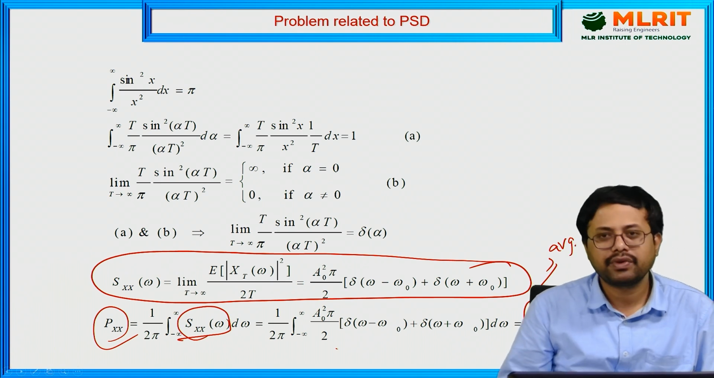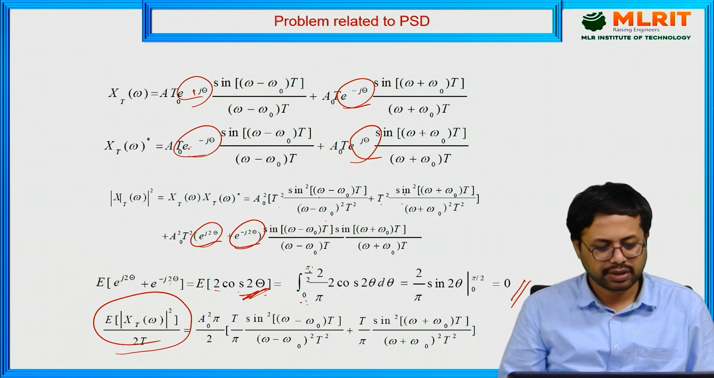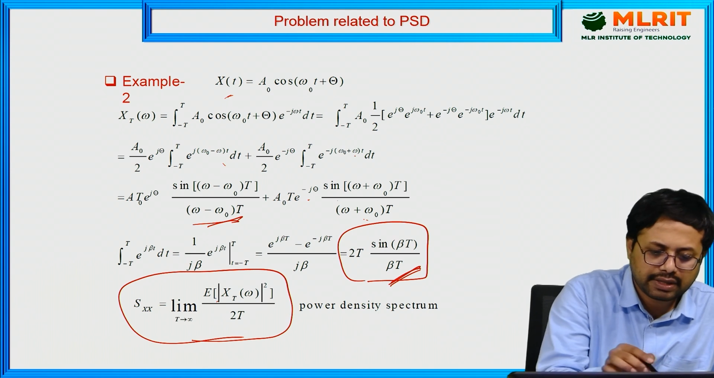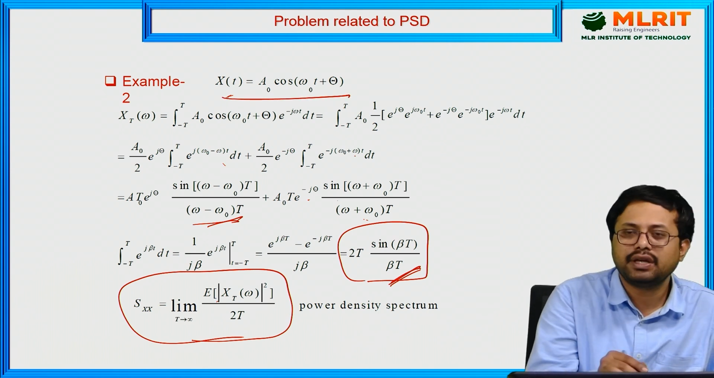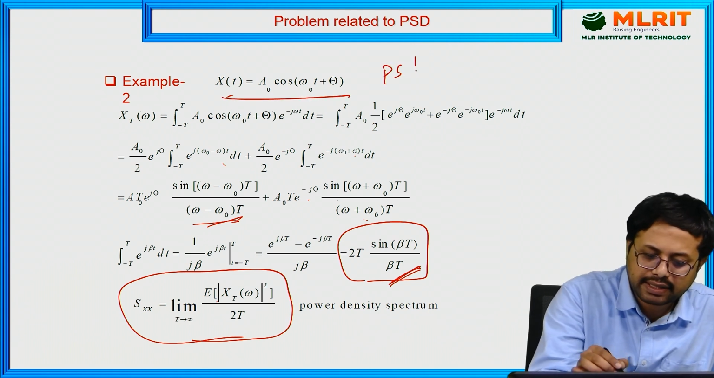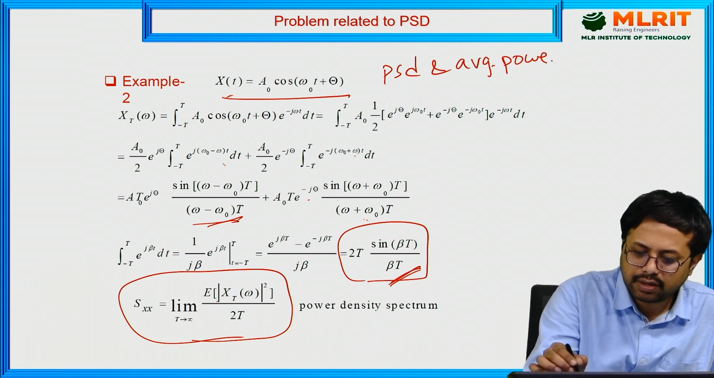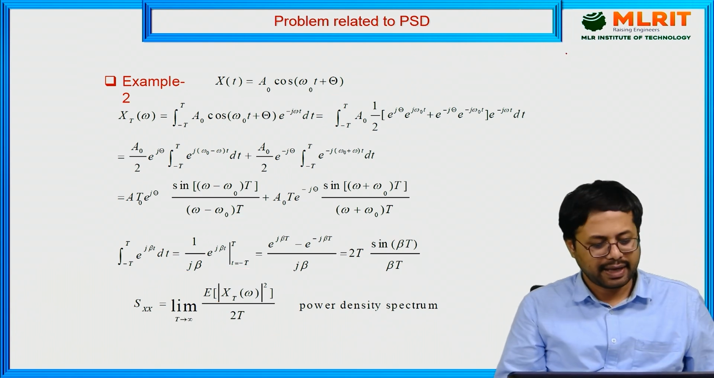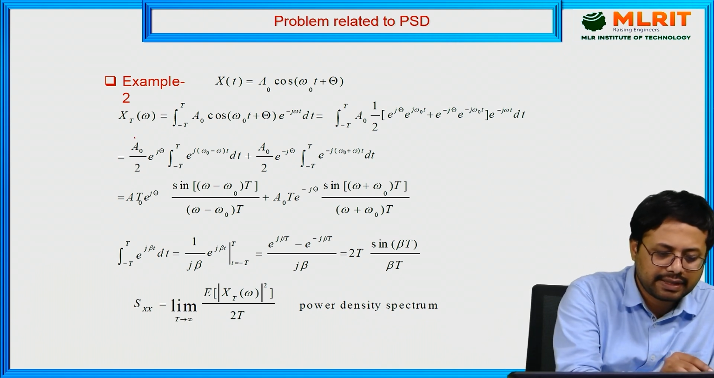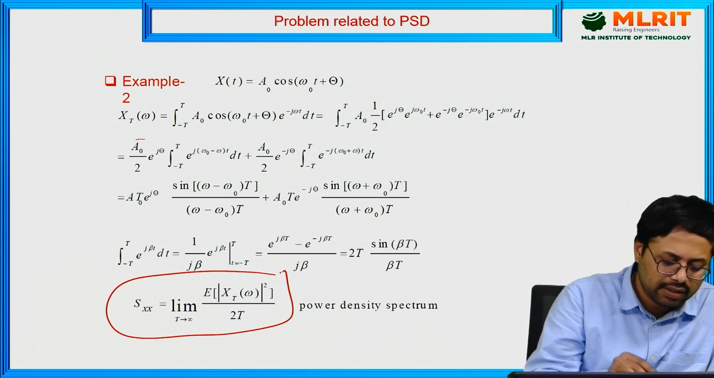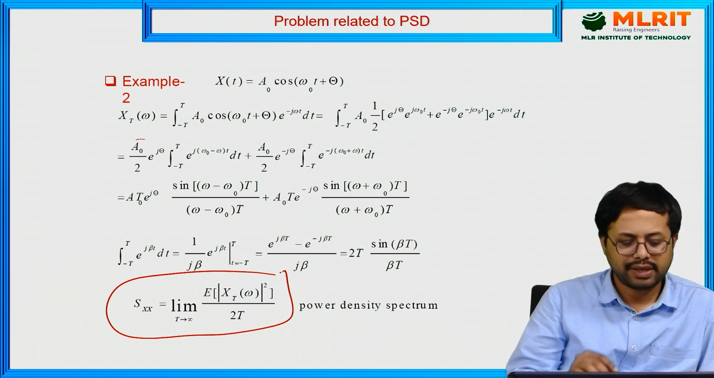In this problem we have discussed, this is the question, I will just revise it. Next, x of t is given; identify the power spectral density and average power. For the power spectral density, here we have a formula you can use. This is one of the approaches.